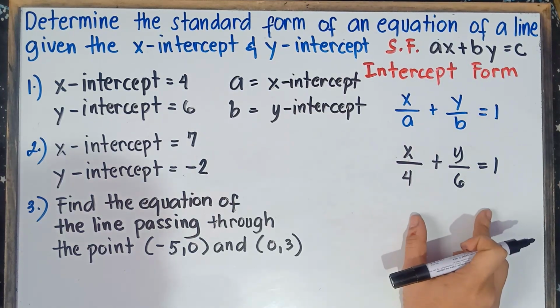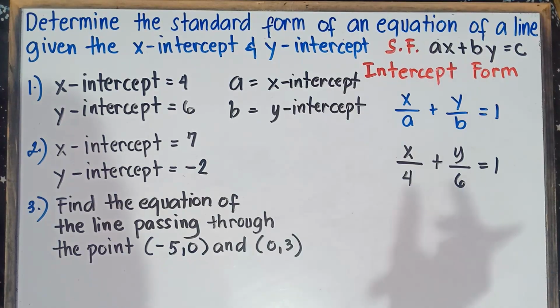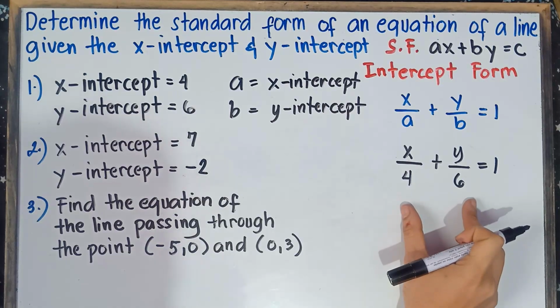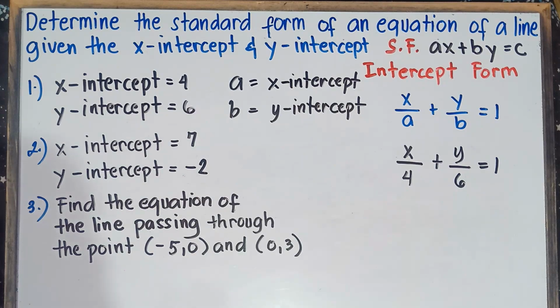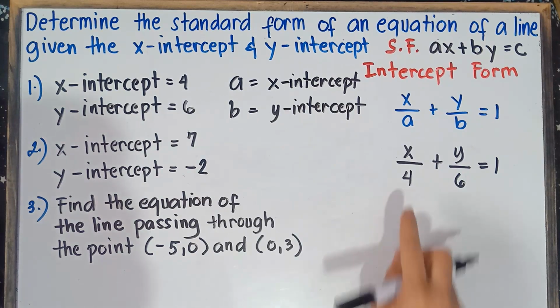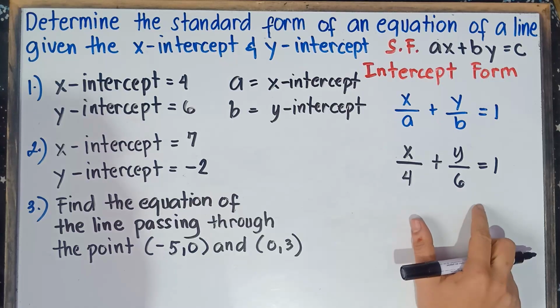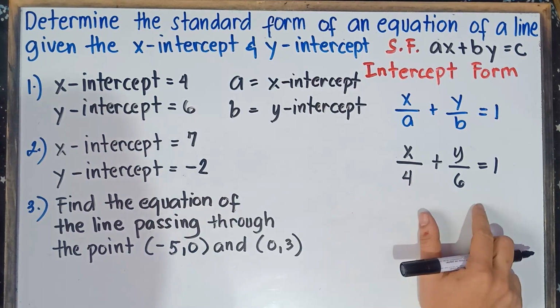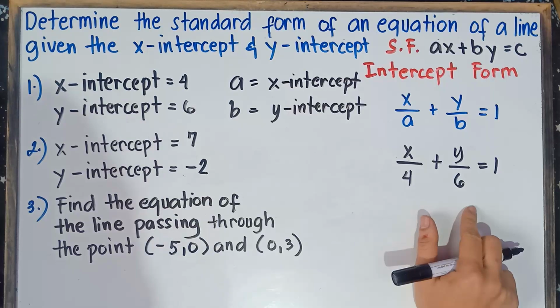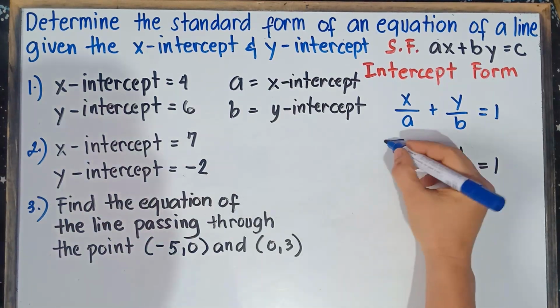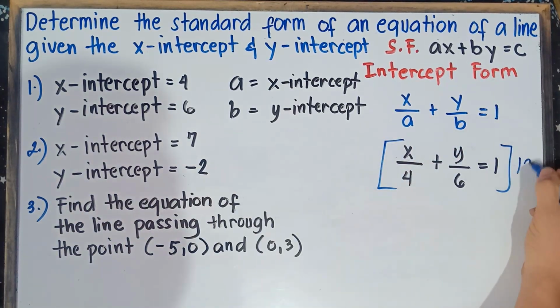What do you mean by that, sir? That number can be divided by 4, and that number can be divided by 6. That would be the least number, class. What is that number? That's correct, it should be 12. To remove this denominator, we need to multiply both sides by the LCM, the least common multiple. What would be the LCM of 4 and 6? That's correct, it should be 12, class. So therefore, we need to multiply both sides by 12.